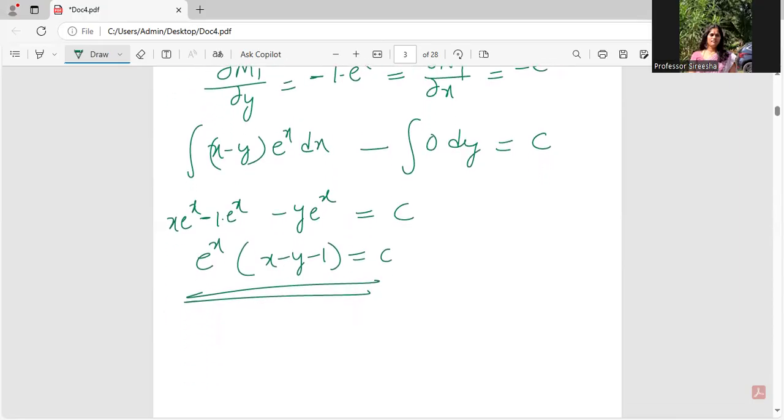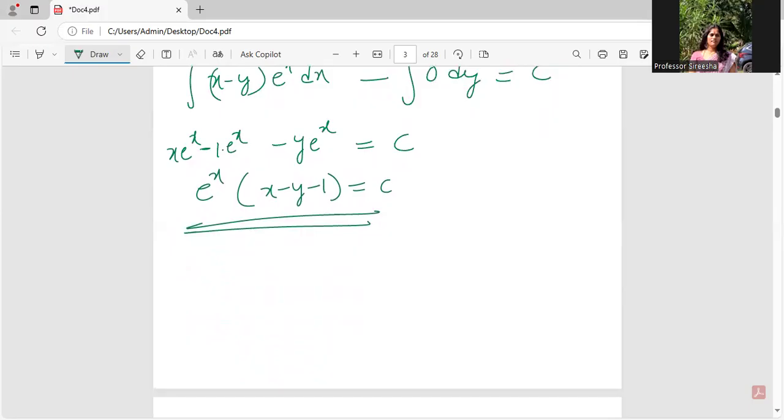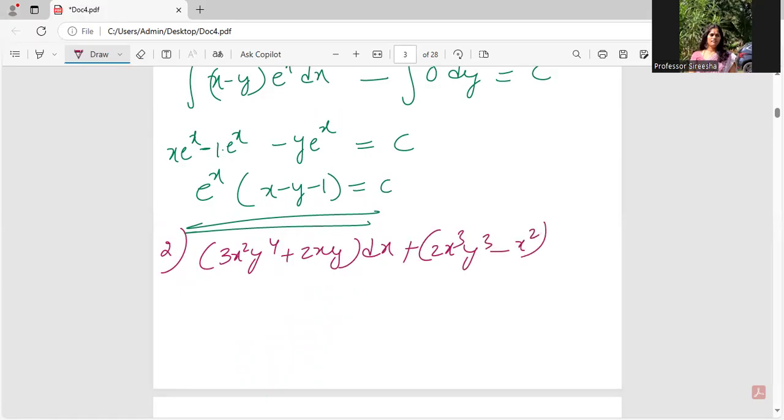I can as well do one more problem of this type. Of course, this looks very trivial, so let's do one more problem of this type, where (3x squared y to the power 4 plus 2xy) dx plus (2x cube y cube minus x squared) dy is equal to 0. Yeah, the powers are not the same, so it's not a homogeneous function.